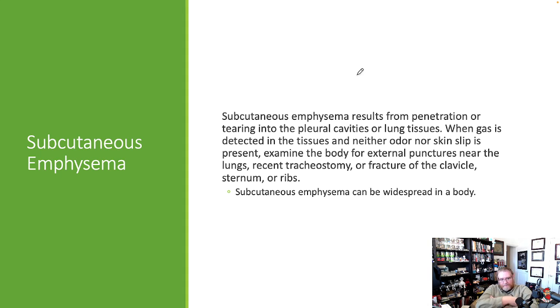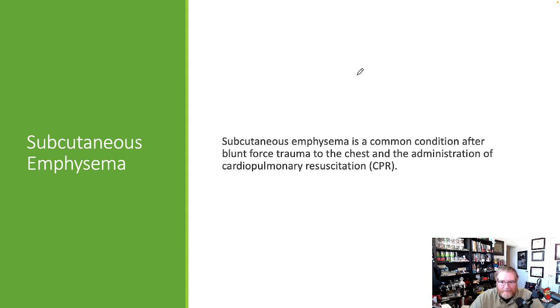Subcutaneous emphysema, the first type of gas we're going to talk about, results from penetration or tearing into the pleural cavities or lung tissues. When gas is detected in the tissues and neither odor nor skin slip is present, examine the body for external punctures near the lungs, recent tracheostomy, or fracture of the clavicle, sternum, or ribs. Subcutaneous emphysema can be widespread in a body. It is a common condition after blunt force trauma to the chest and administration of cardiopulmonary resuscitation, or CPR.